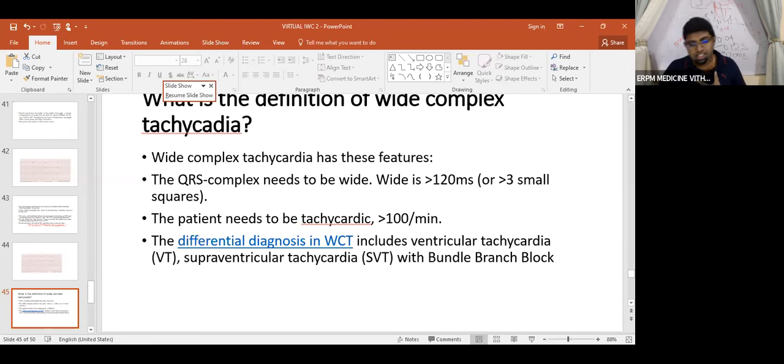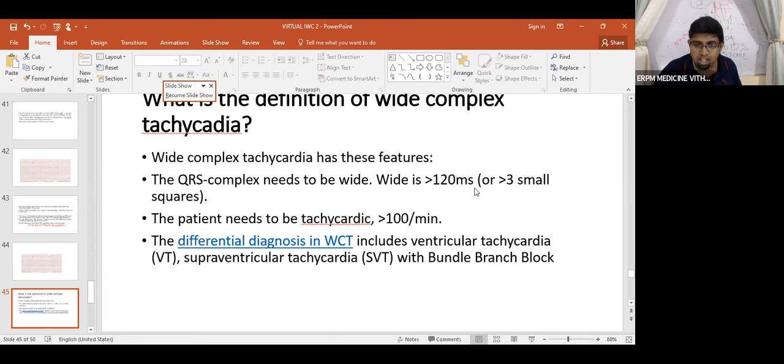Second point. The patient needs to be tachycardic. Now, what are the differential diagnoses of a wide complex tachycardia? Obviously, one is ventricular tachycardia.